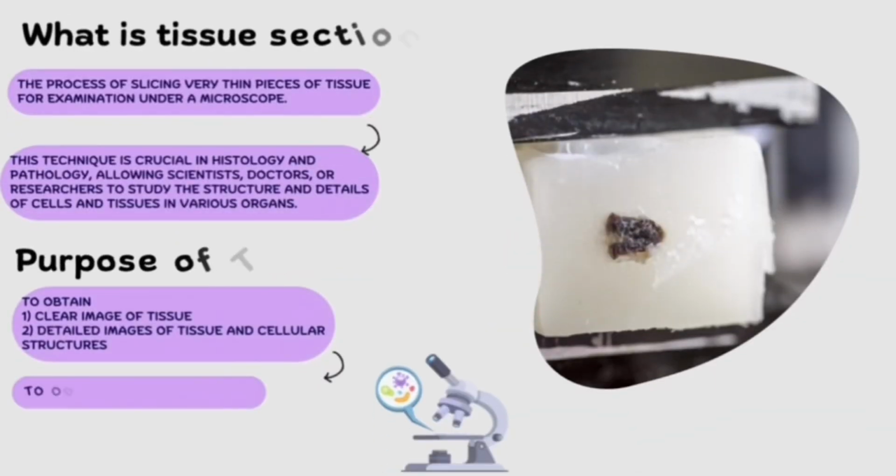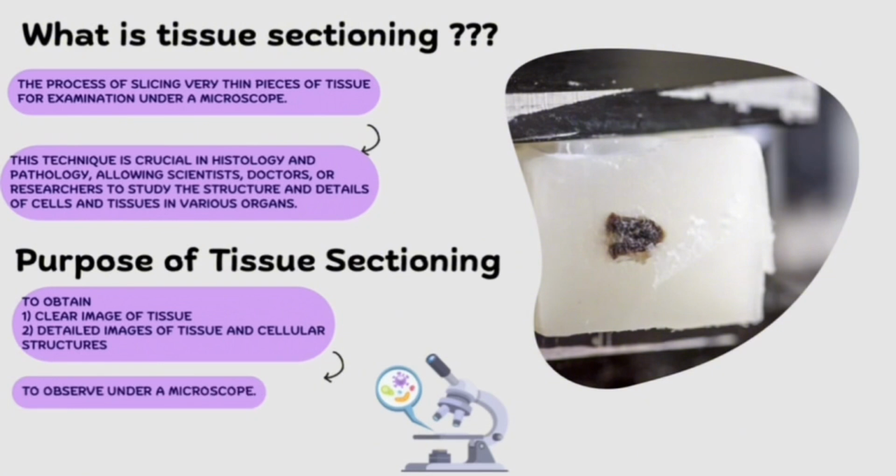So, what is tissue sectioning? Tissue sectioning is the process of slicing very thin pieces of tissue for examination under a microscope. This technique is crucial in histology and pathology because it allows scientists, doctors, medical officers, researchers, or even students to study the structure and detail of cells and tissues in various organs.